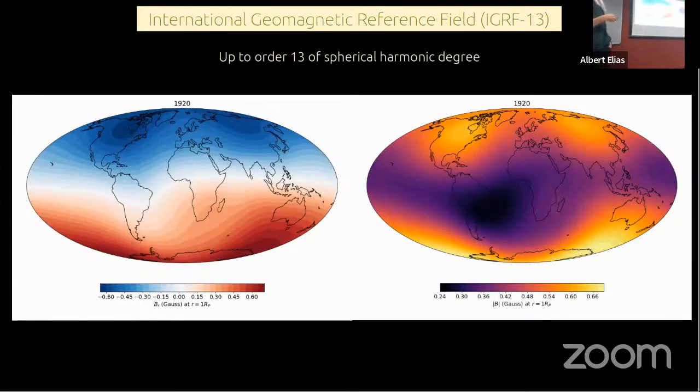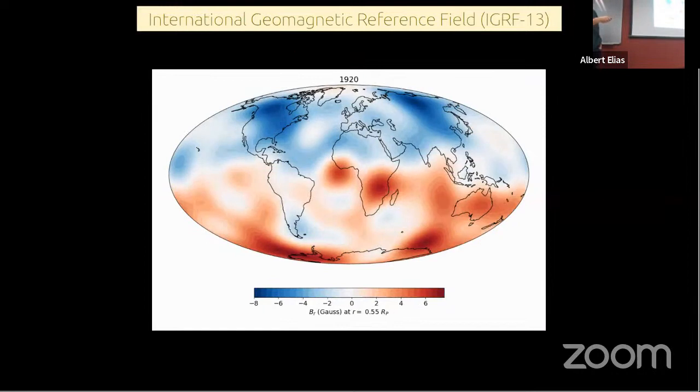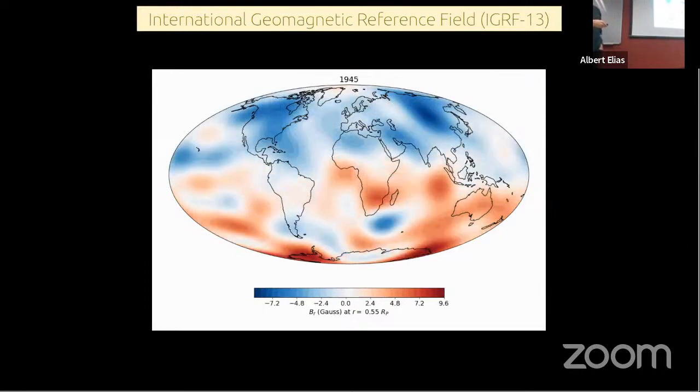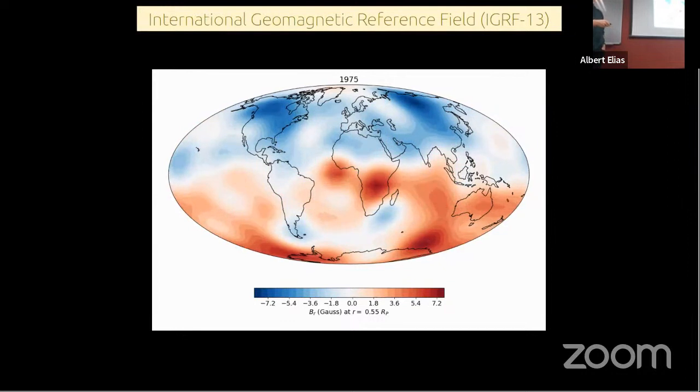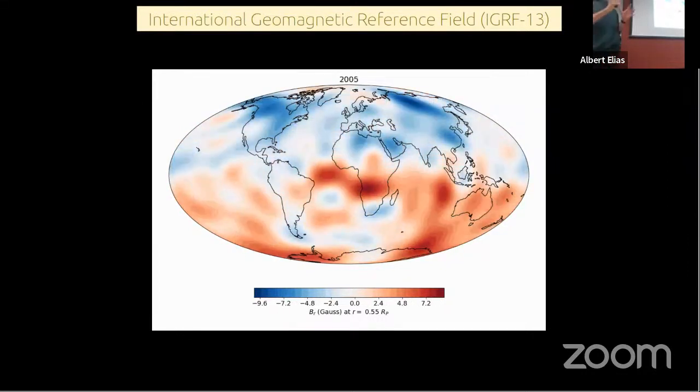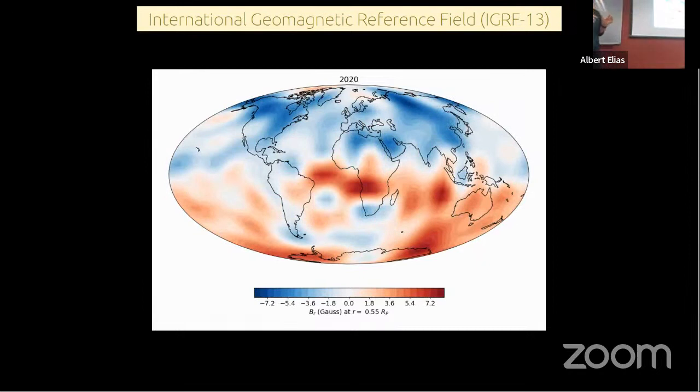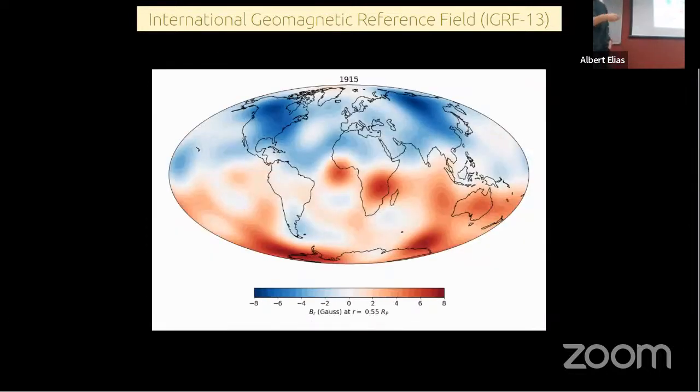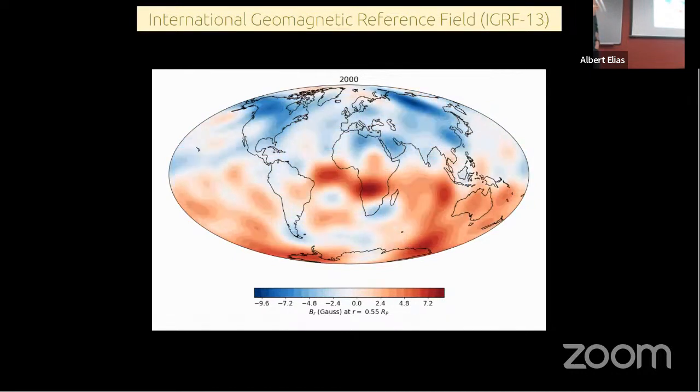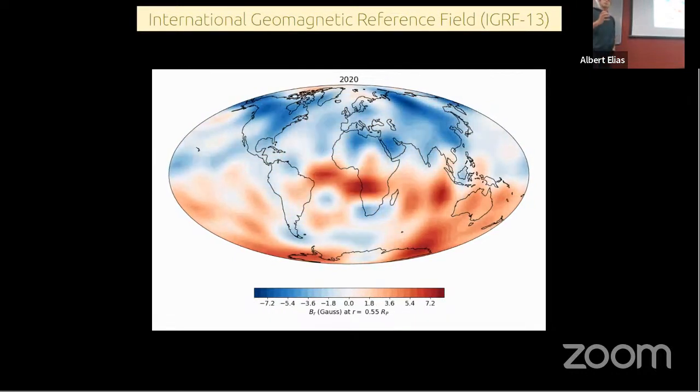This plot is the same as this one I'm showing here, but this one is at 0.55 the radius of the Earth, which is where the core fluid should start. You can see a bit how, for example, this red spot is moving through the west. And this is supposed to be the speed by which the fluid motions happen inside the core, which are of the order of 1 millimeter per second.